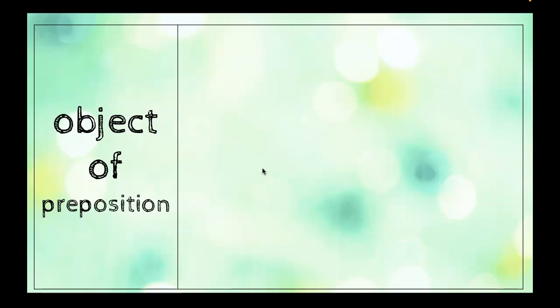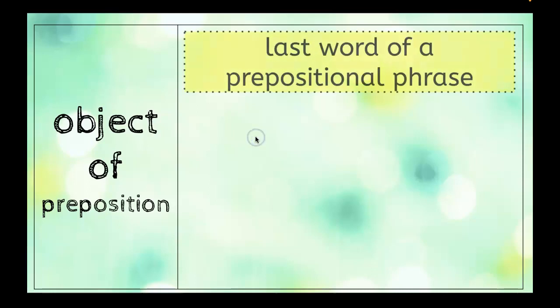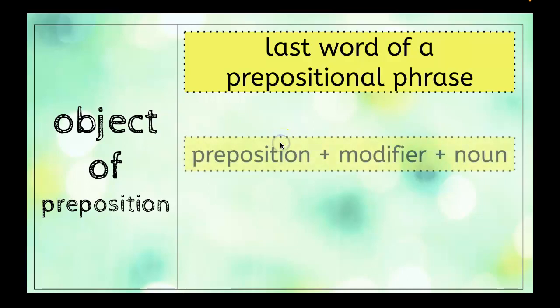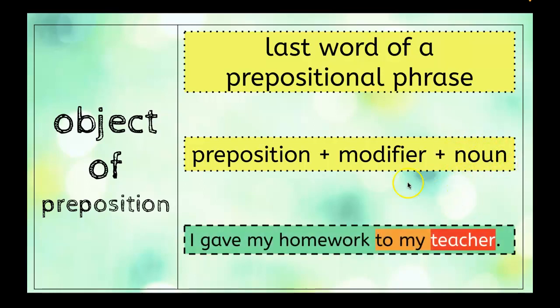If I found a noun in a sentence and I wanted to figure out its job, the first job I'd rule out is object of a preposition, because we've spent a lot of time talking about these. These are the last words of a prepositional phrase. You have a preposition plus a modifier plus a noun. Well, the noun at the end, instead of just saying it's a noun now, we're going to talk about the job that that noun is doing. The job it's doing is the object of a preposition. So in the sentence I gave my homework to my teacher, to my teacher is a prepositional phrase. To is the preposition, teacher is the noun at the end, and it's doing the job of object of a preposition.